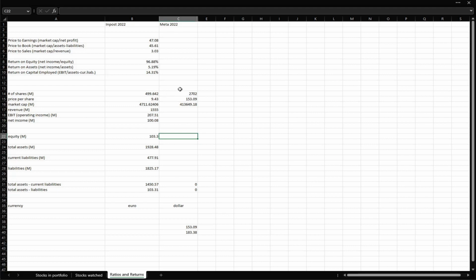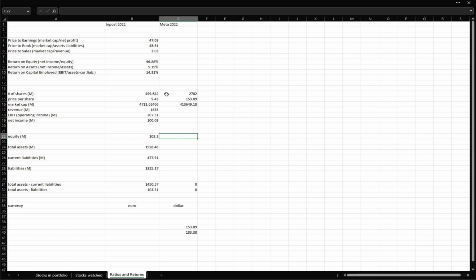our Excel sheet. I've done InPost here before, and we will try to get price to earnings ratio, price to book, price to sales. We will look at returns, that they show how efficient the management is in generating money. So we're gonna look at the return on equity, return on assets for Meta, and return on capital employed. And so you see how it is all calculated.